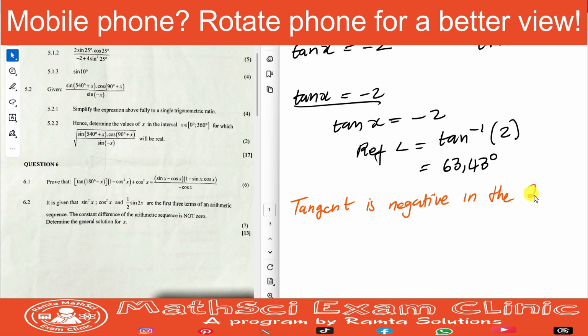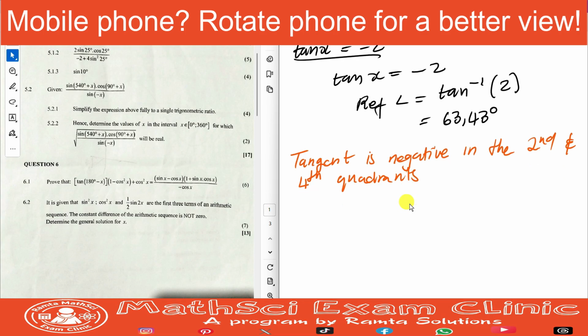In the second and fourth quadrant. Right? Now proceeding, in the second quadrant, our angle here is x. X equals the reduction formula of the second quadrant, which is 180 degrees minus your reference angle. Our reference angle is 60.